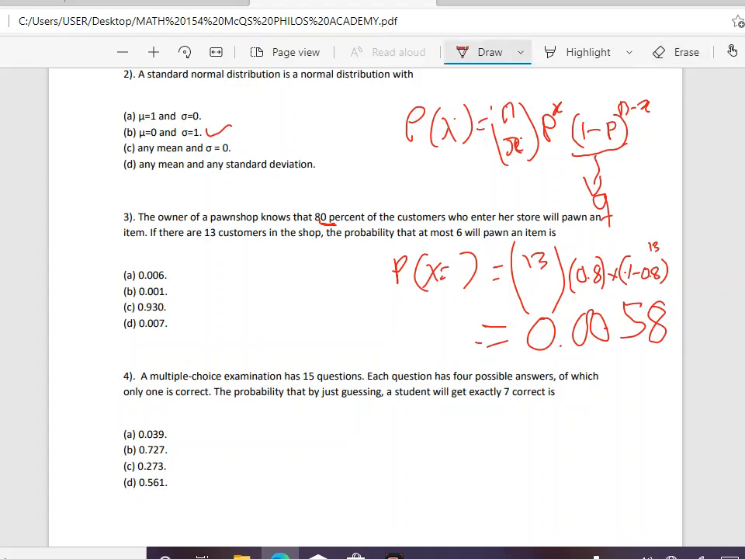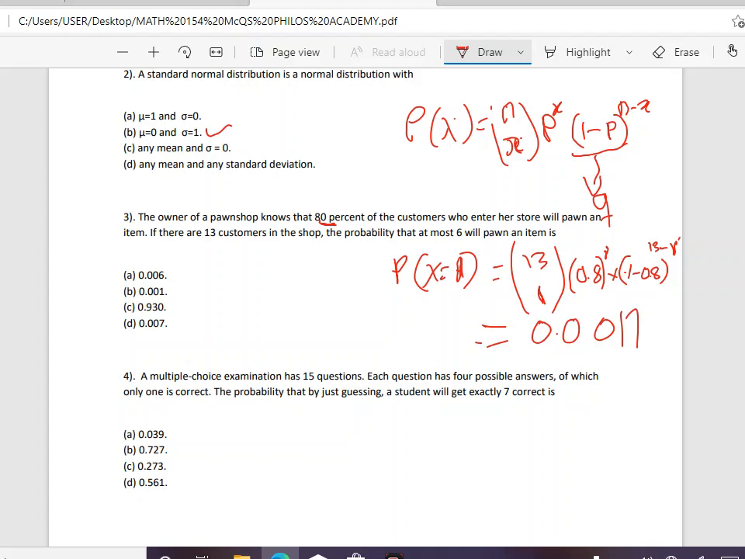Okay, so after getting the probability that x is exactly 0, then you find the probability that x is exactly 1. Put 1 there. 1 is now here. Exponent 1, 13 minus 1. When you fix these two properly on your calculator, I think you get 0.0011. Okay. Then you do the others one after the other like that.